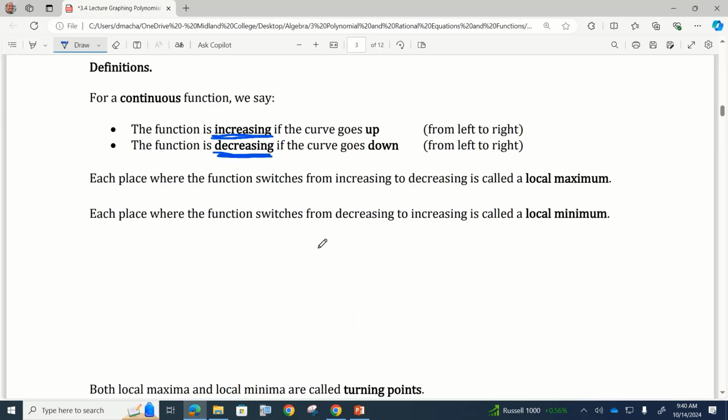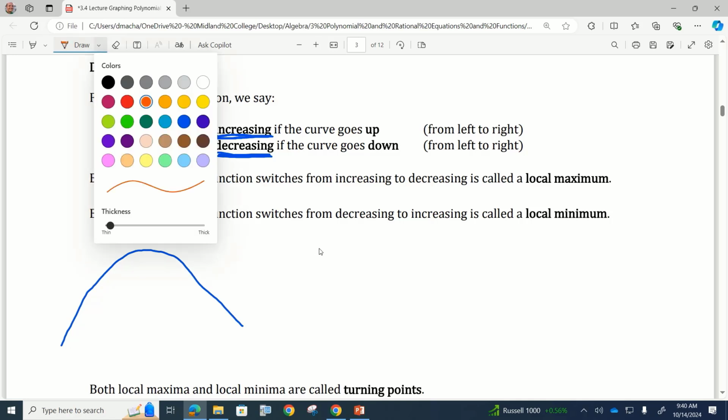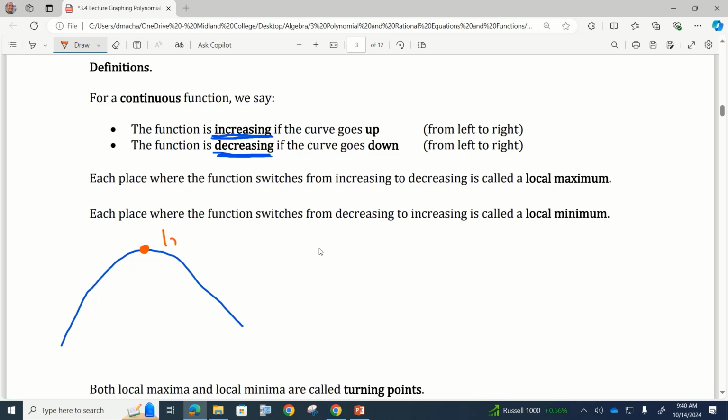Every place where your function switches from increasing to decreasing is going to be called a local maximum. So we've got a function that's increasing, and then it switches from increasing to decreasing. This place must be a local maximum. And we call that a local maximum because there might be another spot in the function that has an even greater value over here. But at least if I look in its local neighborhood, just the set of points next to it, that is the maximum.